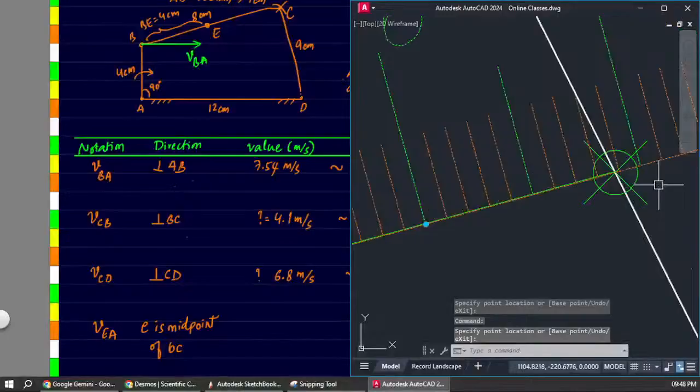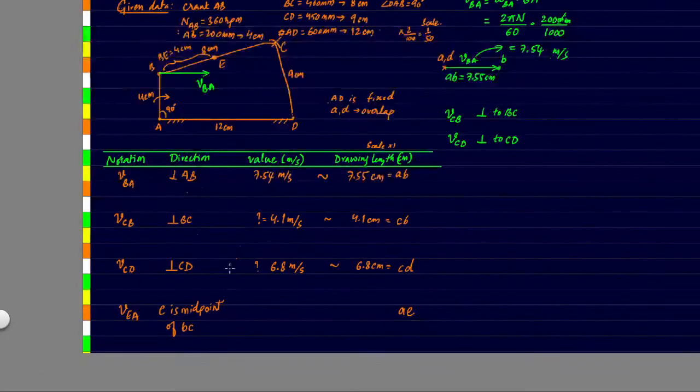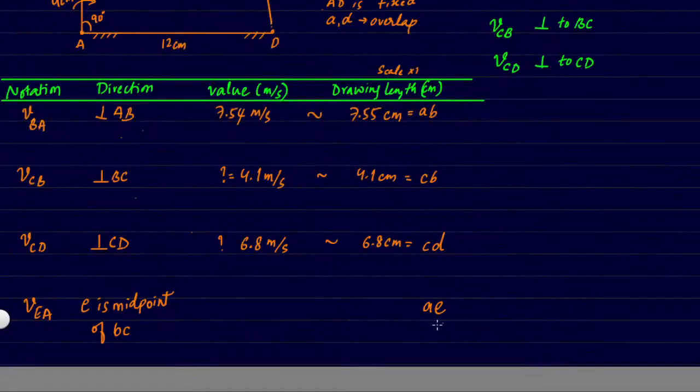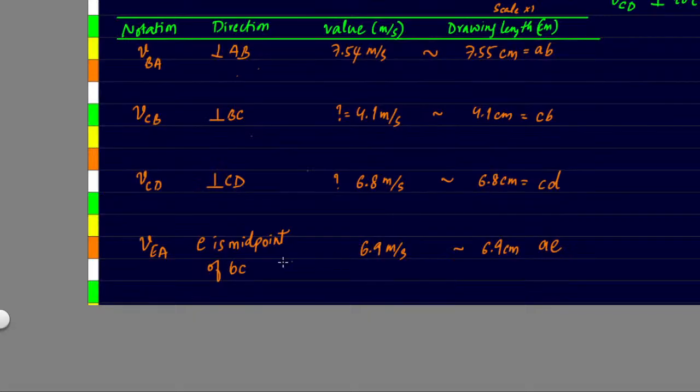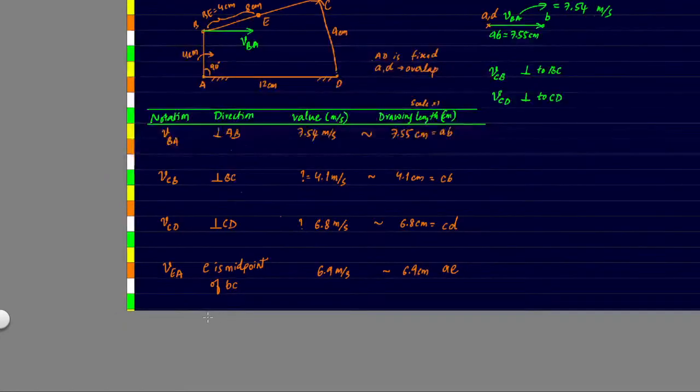So the AE length, you can see it is very close to 6.9. So here we are getting 6.9 centimeters, and because we had taken the scale as 1, this will be 6.9 meters per second. This is the velocity of E with respect to A. So that completes our problem.